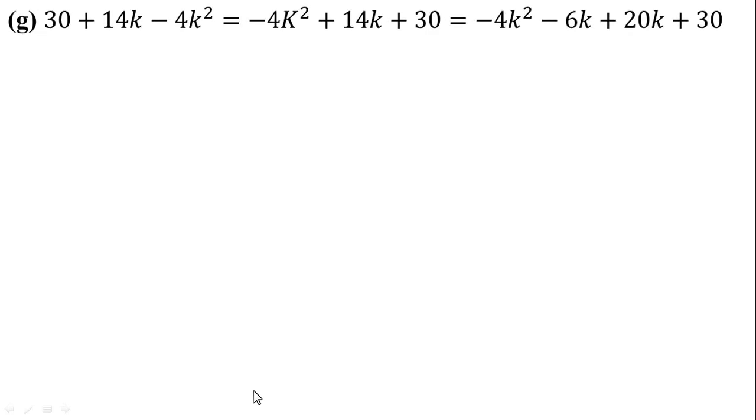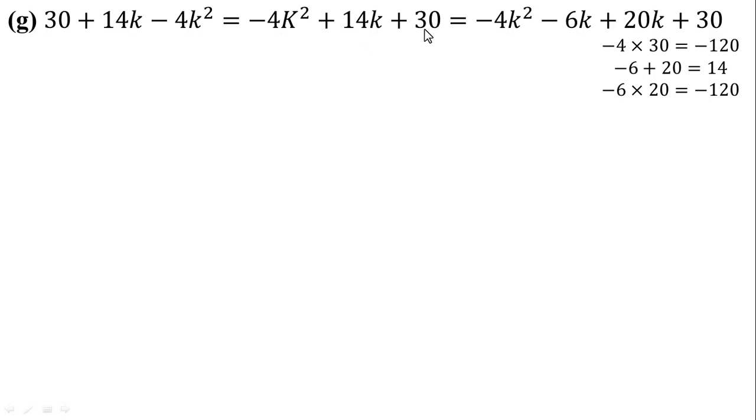Move to next part. In next part, G part, 30 plus 14k minus 4k². First of all, rearrange the values with respect to the variable of highest power. Now we write minus 4k² plus 14k plus 30.